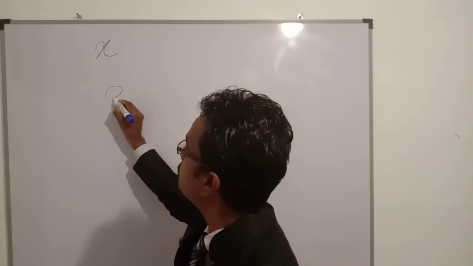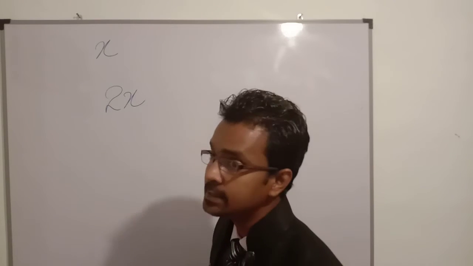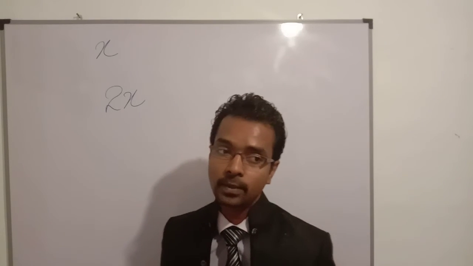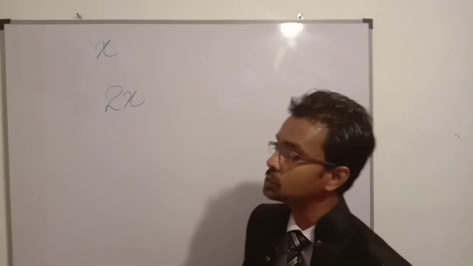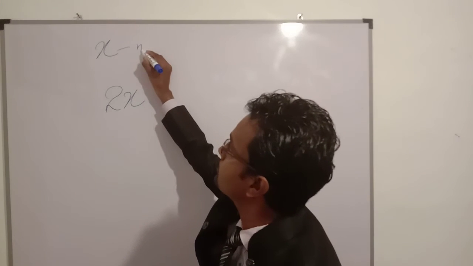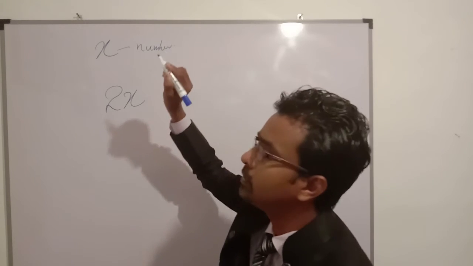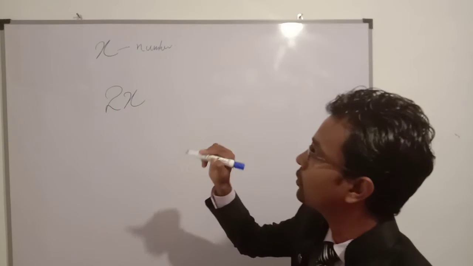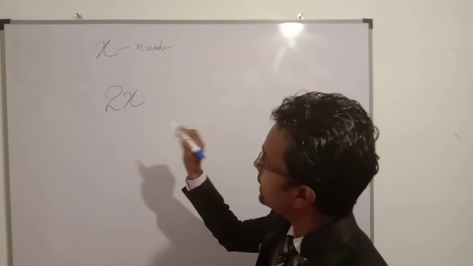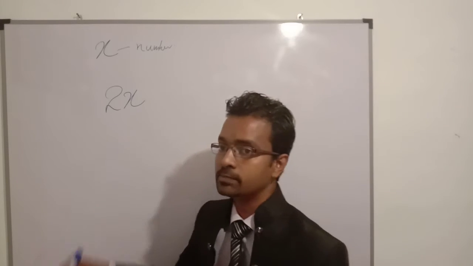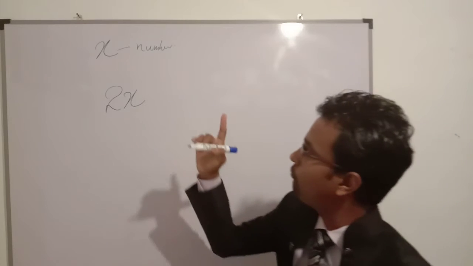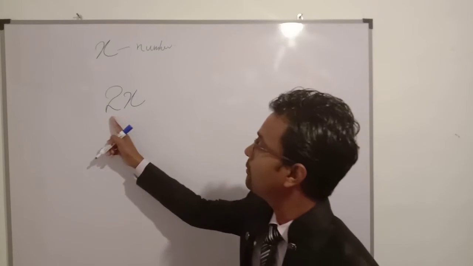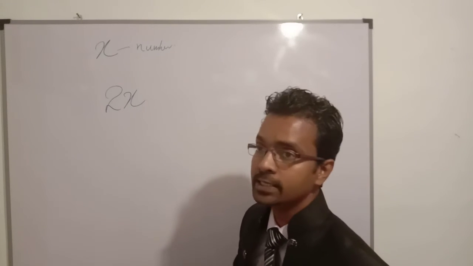Let's take twice that number, 2x. When 5 is subtracted from twice that number, the answer is 25. Because the number is not given, we have to use a symbol for it. The symbol is x. Why do we use 2x? Because the sum mentions that it's twice that number, not the number itself. That's why I have taken 2x.